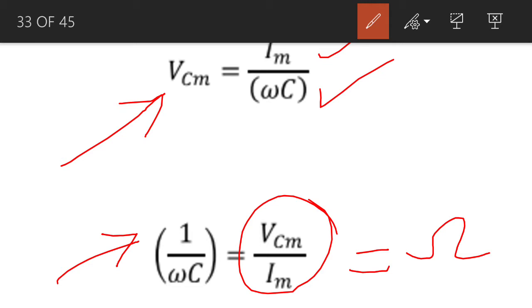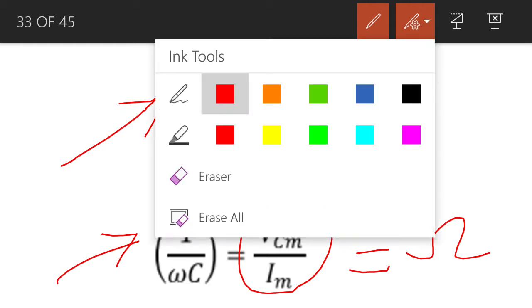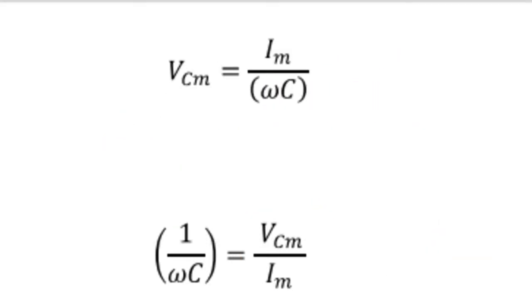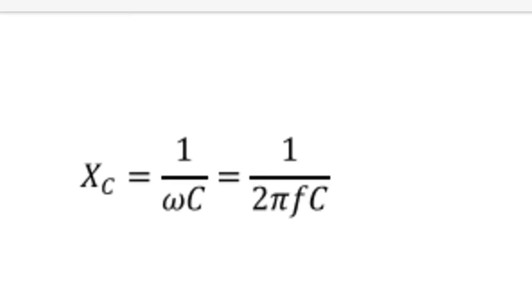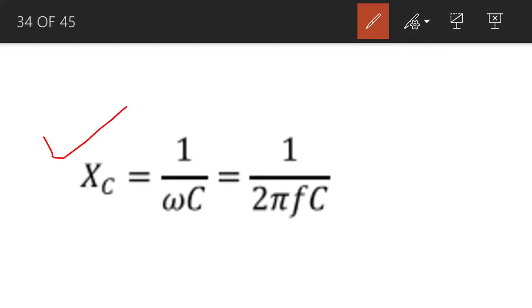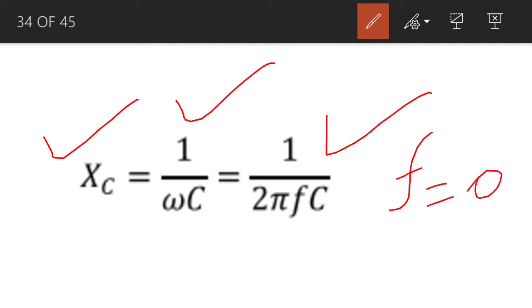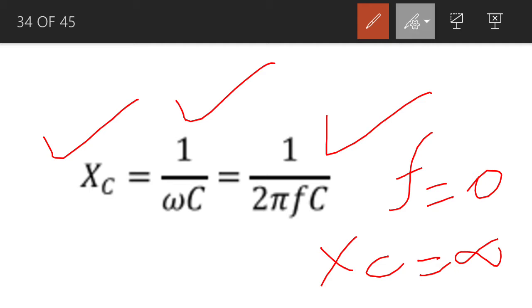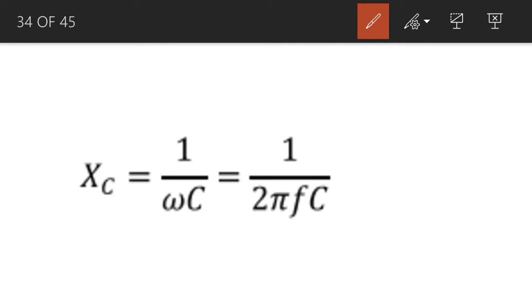So the resistance which is offered by a capacitor to the flow of AC current is known as capacitive reactance. Capacitive reactance is equal to 1 over omega C, and 1 over omega C is 1 over 2 pi Fc. If you apply a DC voltage across the capacitor, the capacitive reactance will be infinity, and this means that the capacitor will behave like an open circuit for the DC voltage. There will be no flow of current.